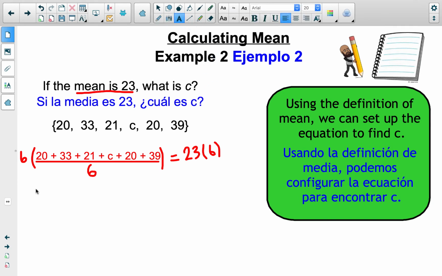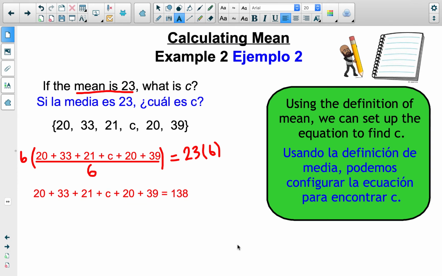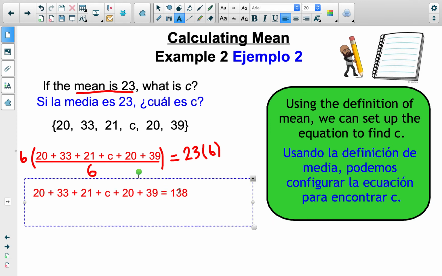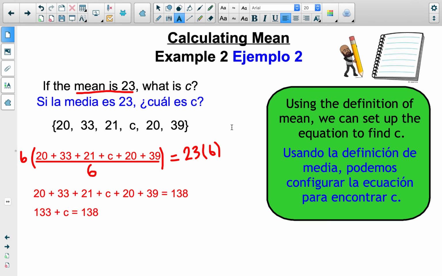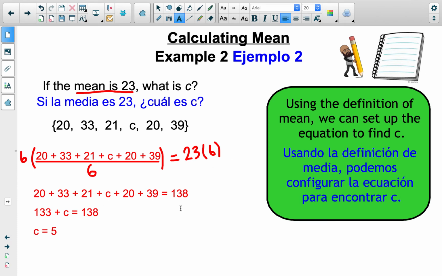So what you end up getting when you multiply by 6 is you still have your numerator here, and on the right side of the equation, we have 138 because 23 times 6 gets 138. Now at this point, we have a fairly basic equation. On my left, I'm going to combine all of my constants to simplify this down, and adding all the constants gets 133. Now I'm going to subtract 133 from both sides, and I'm going to get C equals 5.